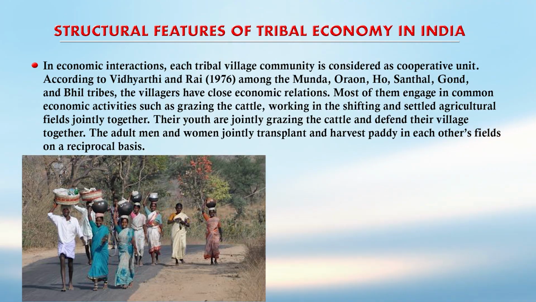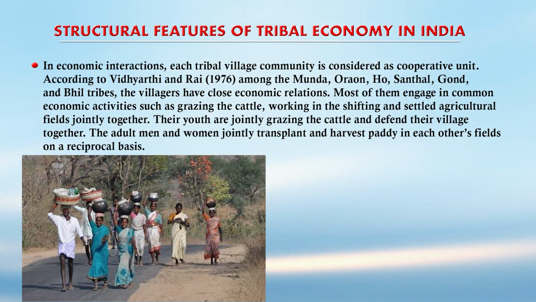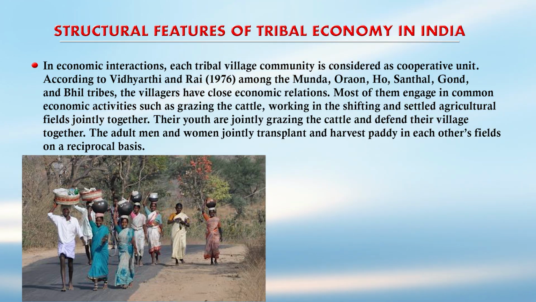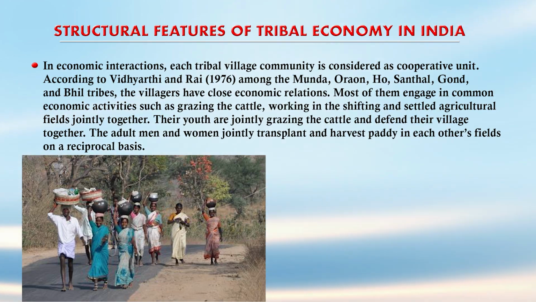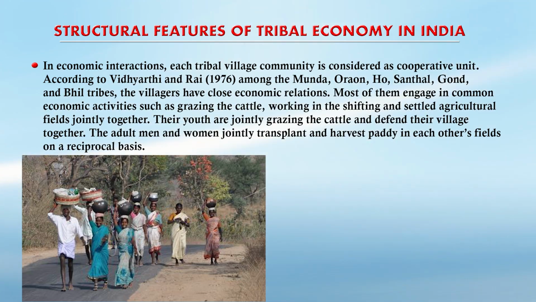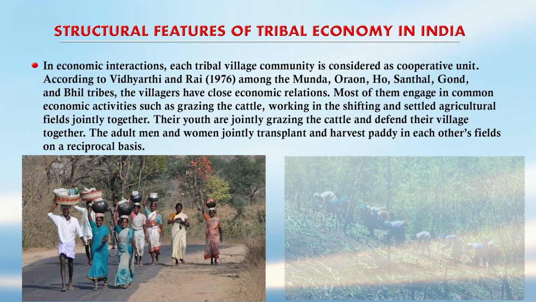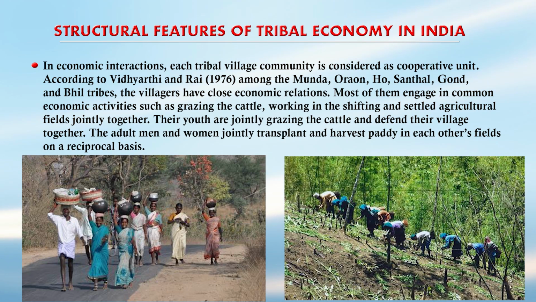According to Vidyarthi and Rai, among the Munda, Orao, Ho, Santhal, Gond, and Bhil tribes, the villagers have close economic relations. Most of them engage in common economic activities such as grazing the cattle and working in the shifting and settled agricultural fields jointly together. Their youth jointly graze the cattle and defend their village together. The adult men and women jointly transplant and harvest paddy in each other's fields on a reciprocal basis.